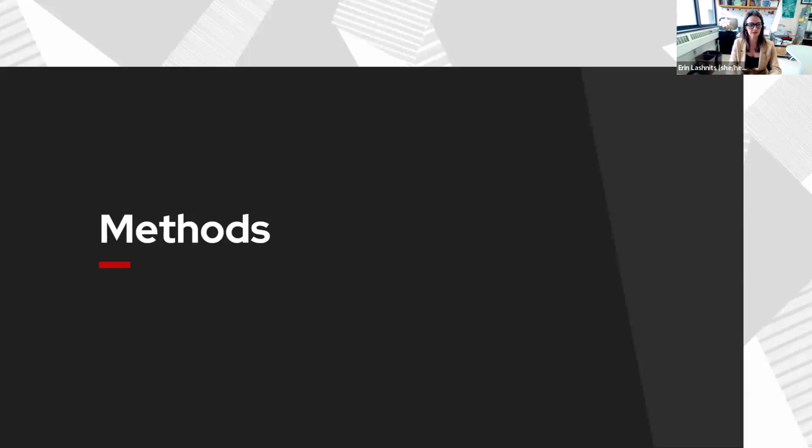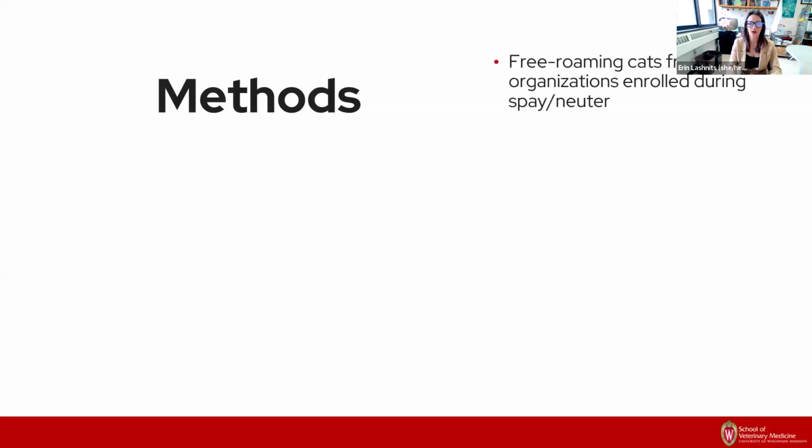Moving on to our methods. We collected fleas from a population of cats that were likely to have both fleas and pathogens. And so these were free roaming cats, community cats, stray cats, feral cats that were enrolled through trap, neuter, return programs. So these are programs that go out into the community, trap these cats that are living free in the world, and then neuter them, sometimes provide a little bit of medical care, in our case, flea treatments, and then send them back out to their communities.